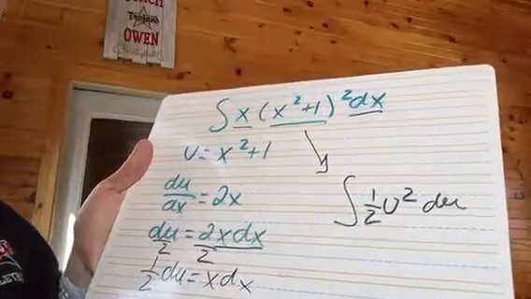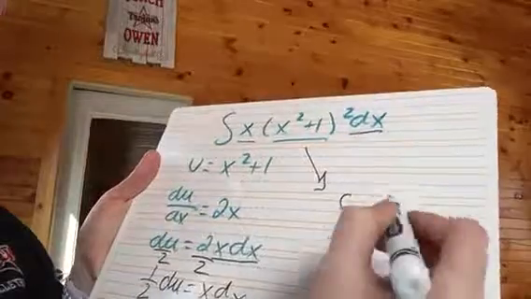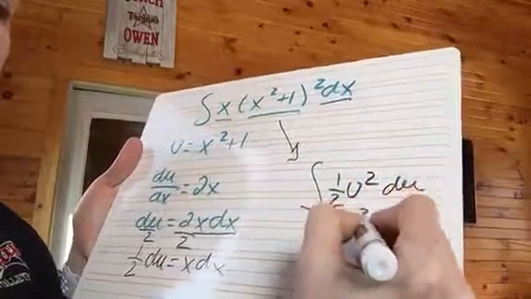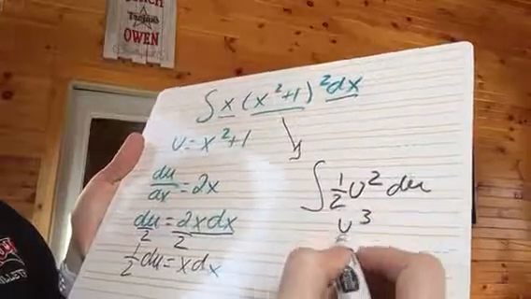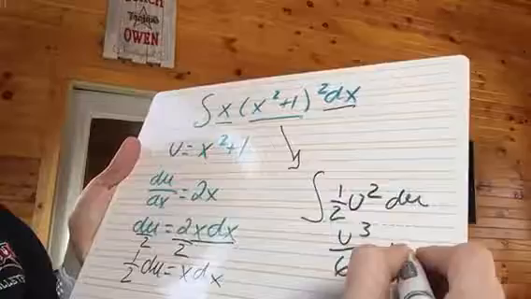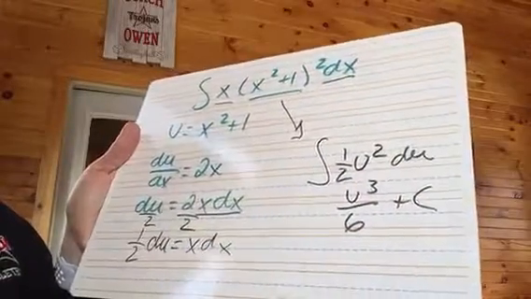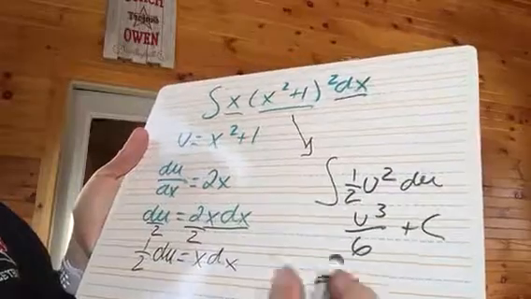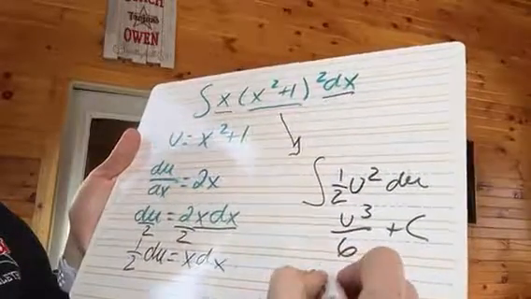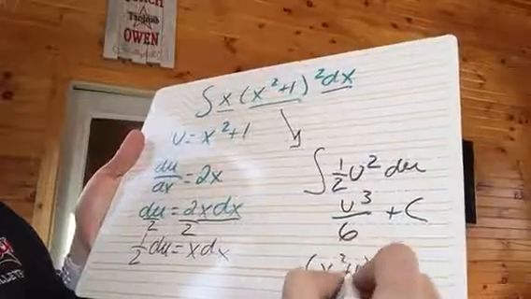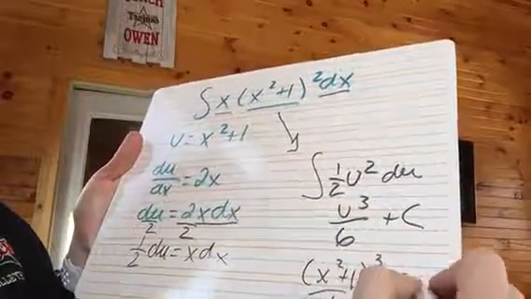Now we take our antiderivative just like before. So we're going to take the antiderivative of u squared, which is u cubed over 3. We have the 1/2 in front, so we're going to end up with u cubed over 6, and then plus c. Okay. Our final step now is to just plug in our u. Okay. So my answer here for example 3 is x squared plus 1 to the 3rd power all over 6, and then plus c.